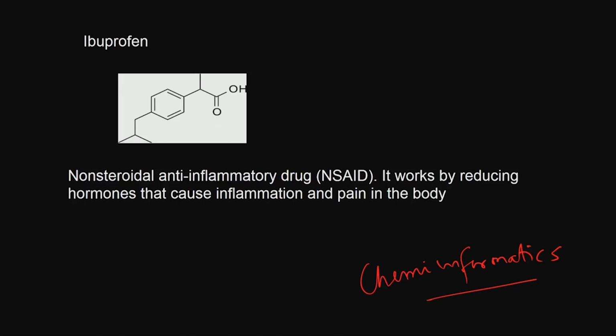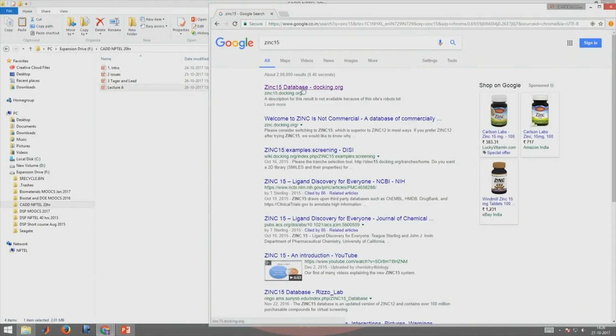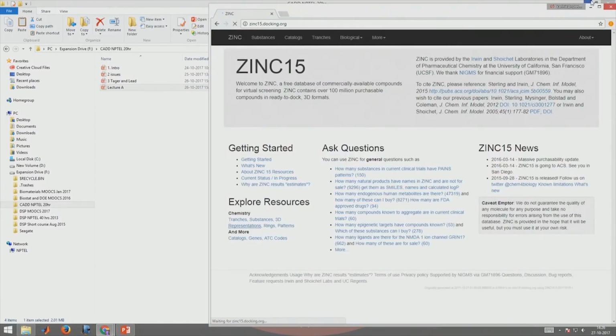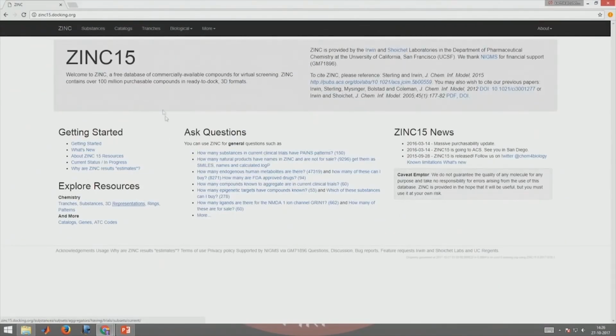So, let us look at some databases like I said before and see how we can make use of them. Okay, let us first look at this database called ZINC 15 database. This database contains structures of a large number of molecules. As you can see, 100 million, it keeps going up every day. Purchasable, that means if you think you have found a good possible lead compound based on in silico work, you can even buy it, okay, that is the beauty of it.